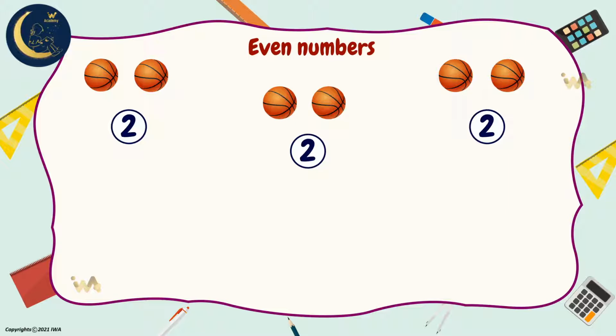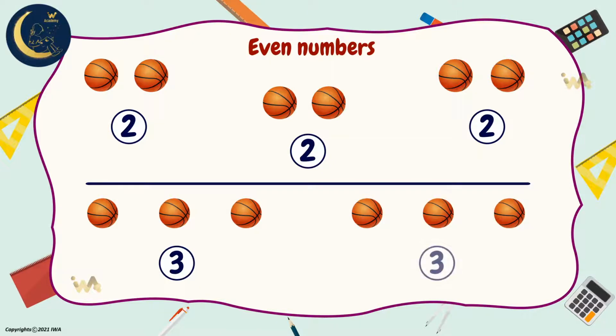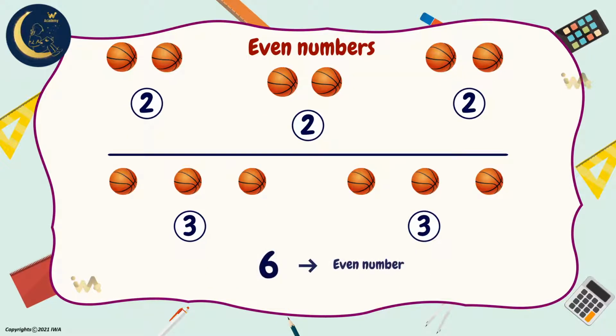Let us see if they can be divided into 2 equal parts. Here we will place 1, 2, 3, and here 1, 2, 3. So 6 is an even number because it can be broken up into pairs and it has 2 equal parts. Let us learn about the even numbers.